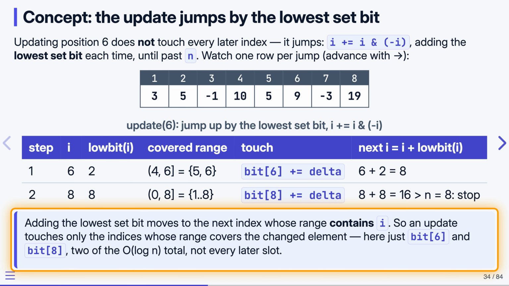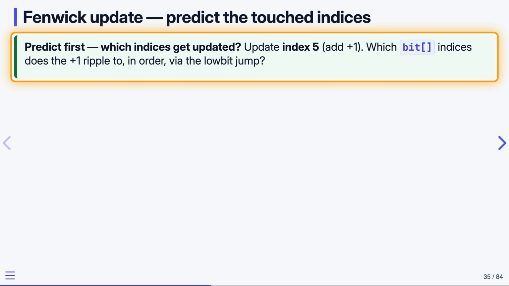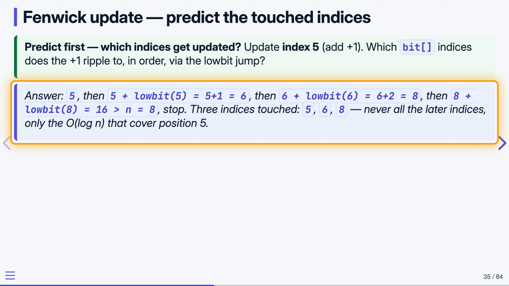Predict first. We update index 5, adding 1. Which bit indices does that plus 1 ripple to, in order, following the low bit jump? Pause and trace it. Here is the answer.